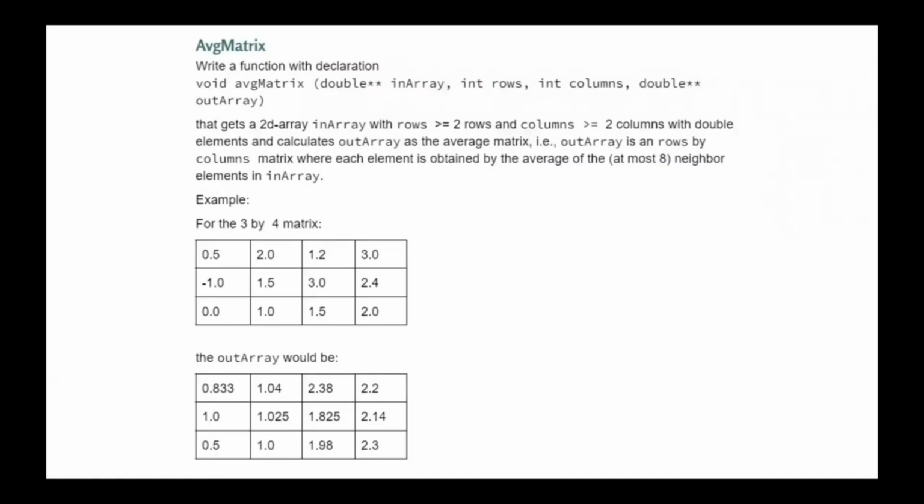Today I'll explain the general method behind solving the average matrix function. The average matrix function has four parameters: the in-array, a two-dimensional dynamic array. The 2* stands for the two-dimensional dynamic array.